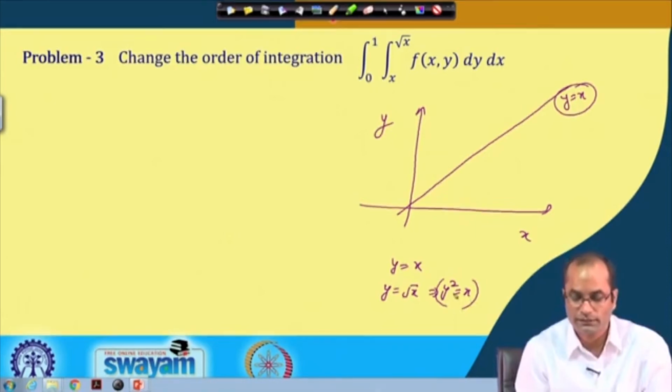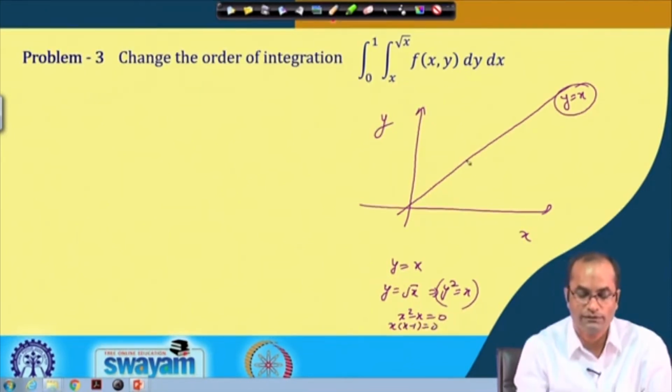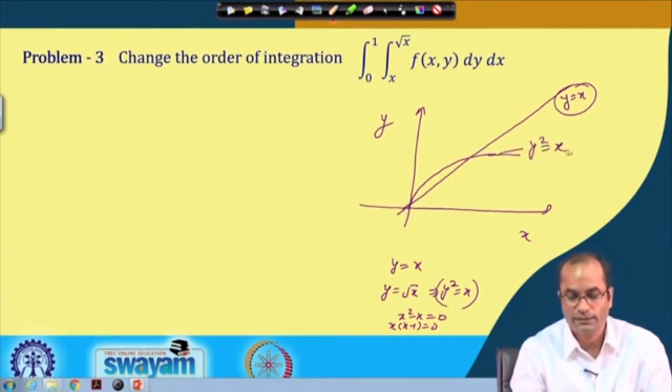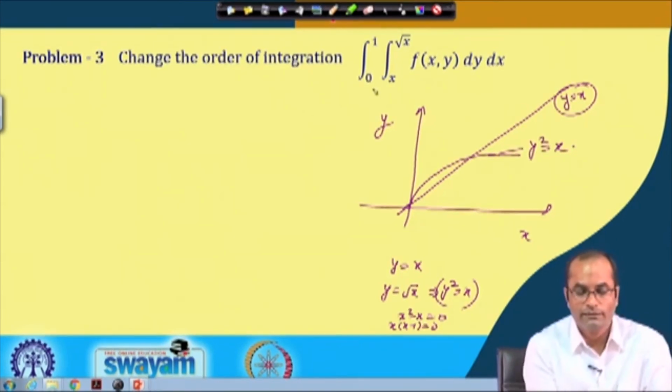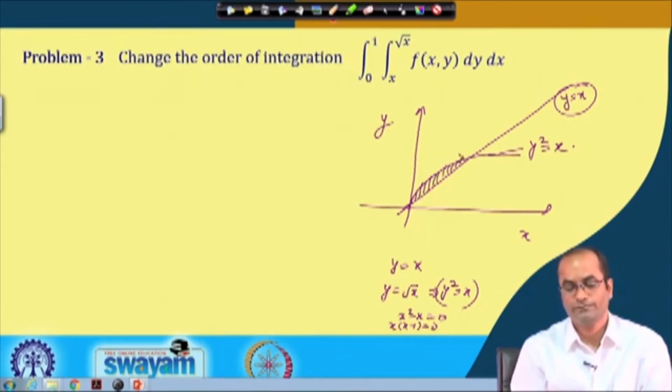So, they will intersect first of all at x squared minus x equal to 0, so x and x minus 1. So, x equal to 1, they will intersect. So, this parabola will have this. So, this is y squared equal to x, and now if we look at it, y goes from the line to the parabola. So, this was the given order of the integration, and now we want to change the order.